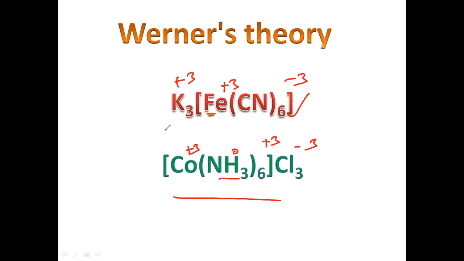So what are the names of these two complexes? Simply, this is potassium hexacyano, you can write like this, potassium hexacyano. Then the iron.